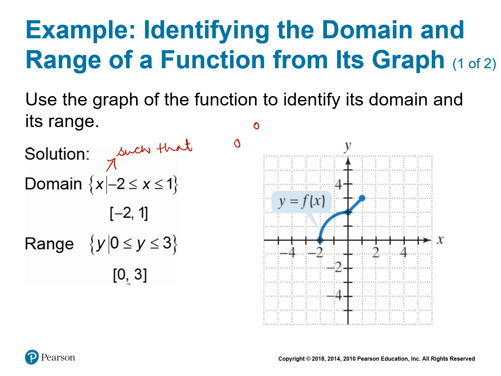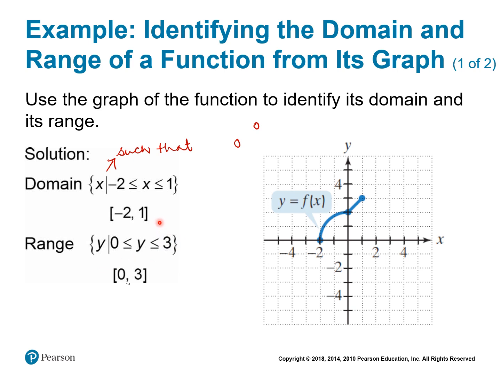If the two ends were marked as hollow circles, that means -2 and +1 are not included in the set. But these are solid circles. They are included in the set. So that means less than or equal to. So -2 is less than or equal to x, and x is less than or equal to 1.